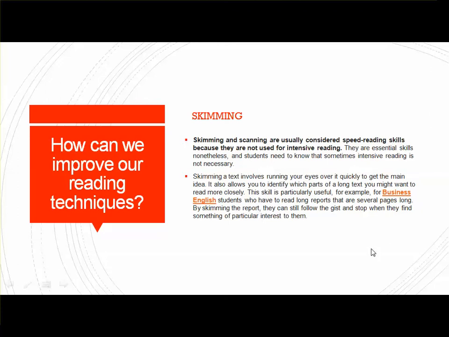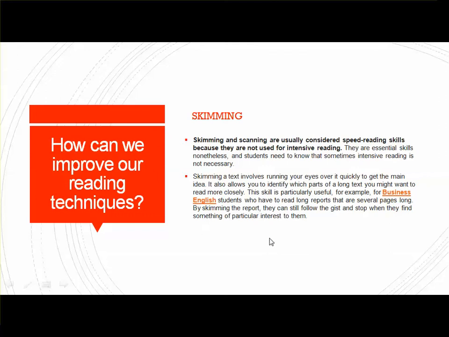So the first one is skimming. Here it says skimming and scanning are usually considered speed reading skills because they are not used for intensive reading. So what does that mean? It means that they are essential skills that you will need when you're doing your exam.